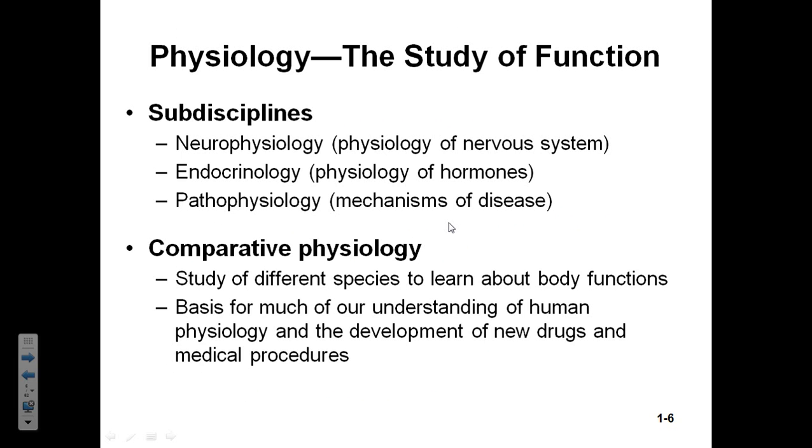Neurophysiology is studying the what? Nervous system. Endocrinology is hormones. Pathophysiology, diseases. All right. Comparative physiology compared to comparative anatomy is that muscles, bones from that standpoint. Heart, lungs. Physiology is what? How it works. How does the renal system work? How does the cardiovascular system work? How does the nervous system work?